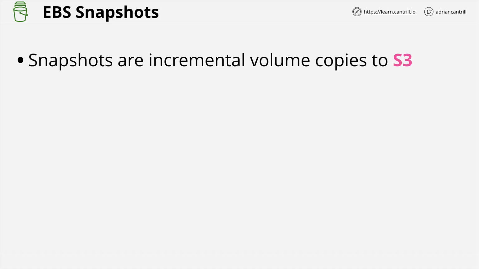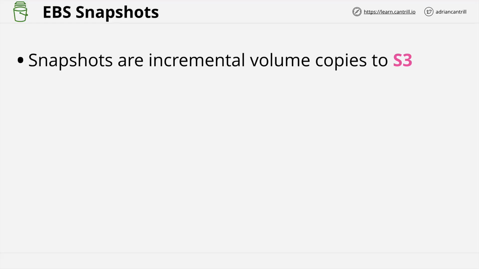EBS volumes are availability zone resilient, which means that they're vulnerable to any issues which impact an entire availability zone. Because snapshots are stored on S3, the data that snapshots store become region resilient, and so we're improving the resiliency level of our EBS volumes by taking a snapshot and storing it into S3.